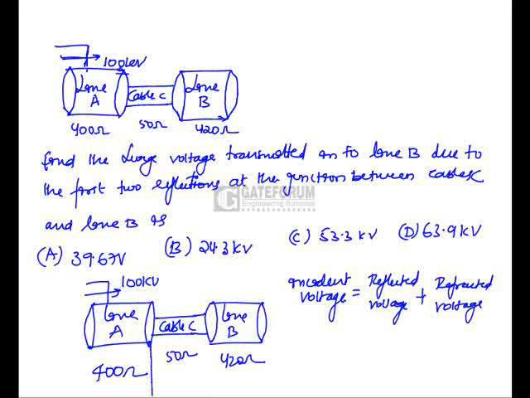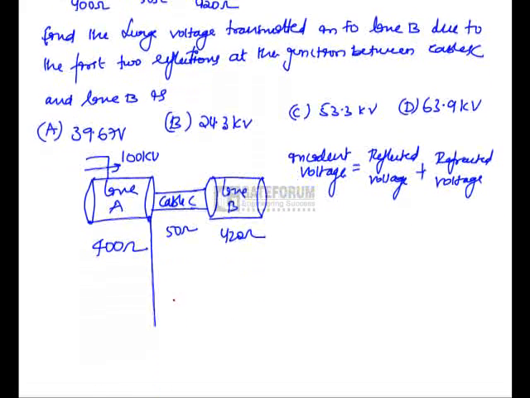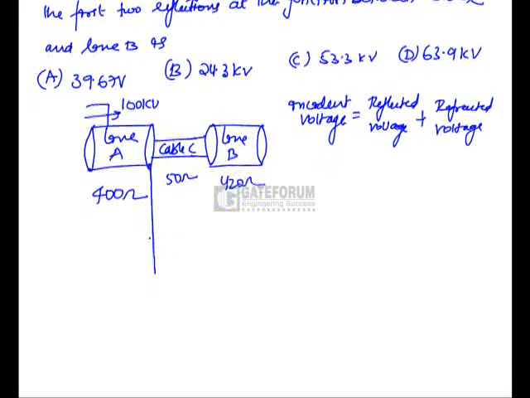At this cable point we have a change in impedance. Line A has 400 ohms whereas cable C has 50 ohms. That means there will be reflections at this point as well as at this point. He asked for the refracted voltage at line B. Let us take the voltage which is reflected, which is coming back. The incident voltage is traveling in this way, and reflected means it is against the incident voltage. This is the refracted voltage, named V1, and the refracted voltage at this point is V2.